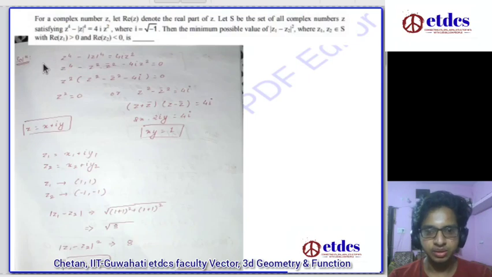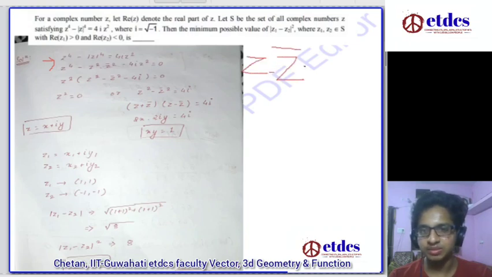Now we can solve this equation as a quadratic, and one formula which is most used in complex numbers is this one: z bar is equal to mod z square.